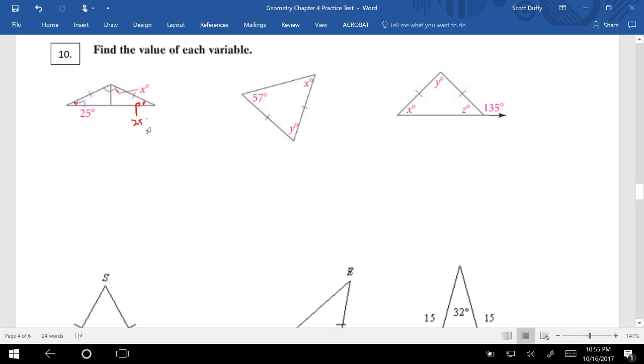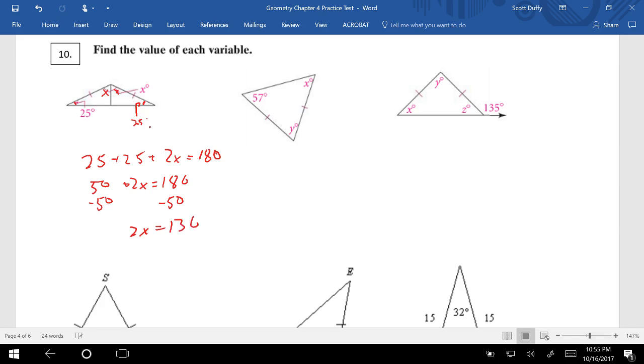So I say, and let's say 25. Well, actually, if this is x and this is x, so I can set up as 2 x's. 25 plus 25 plus the 2 x's equals 180. This is 50 plus 2x equals 180. Subtract 50. 2x equals 130. X equals 65.